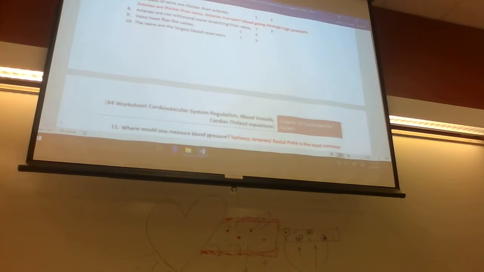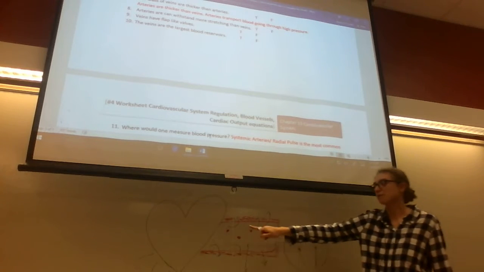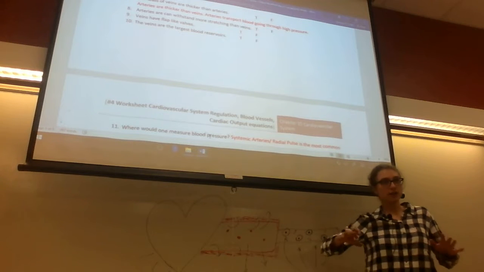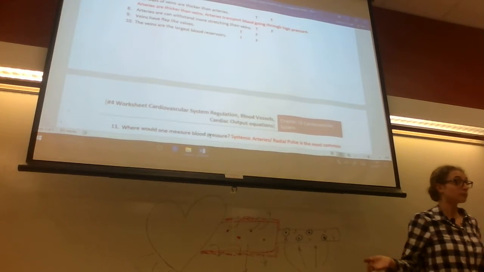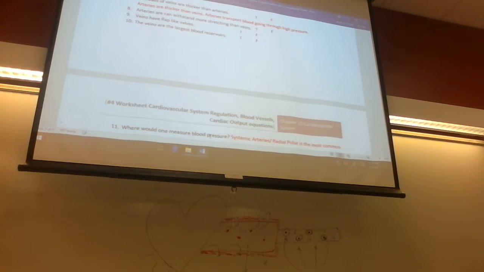Arteries can withstand more stretching than veins. This is true because the stretching comes from the heart pressure on it, so you want your arteries to be stretchy. We do like that. So that's some stuff about arteries. So about veins now.